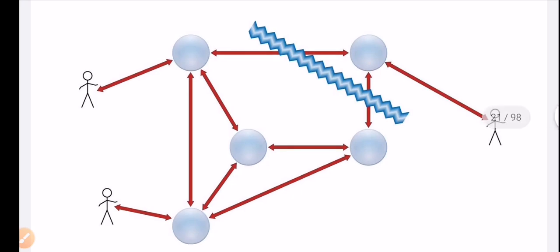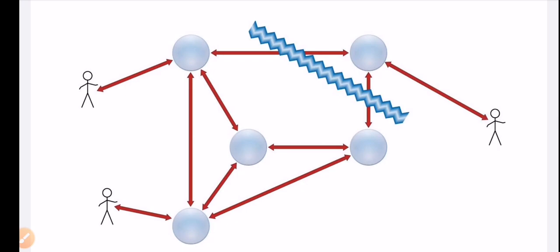This is a partition in the system. So this node on the right has no more connection to the four nodes on the left. So actually we have a problem here.